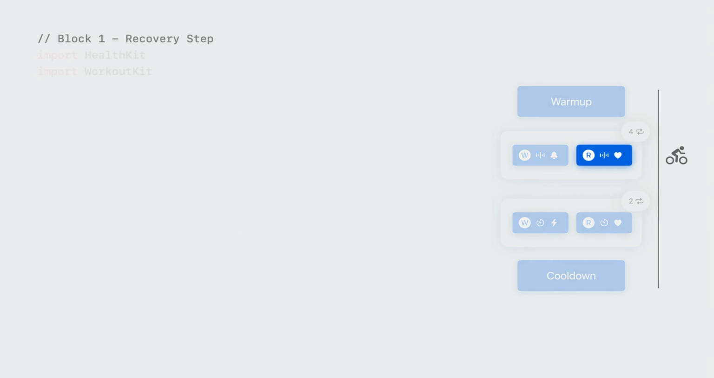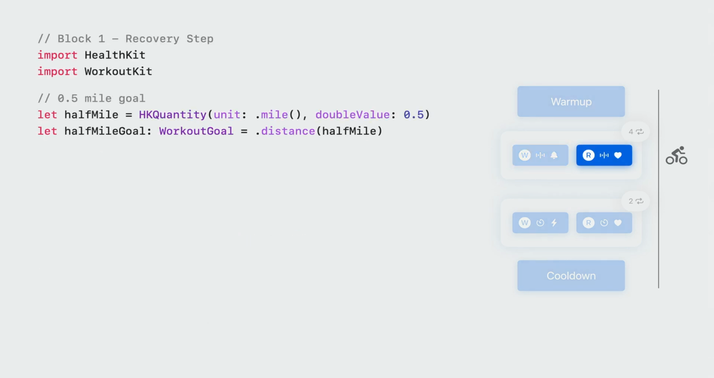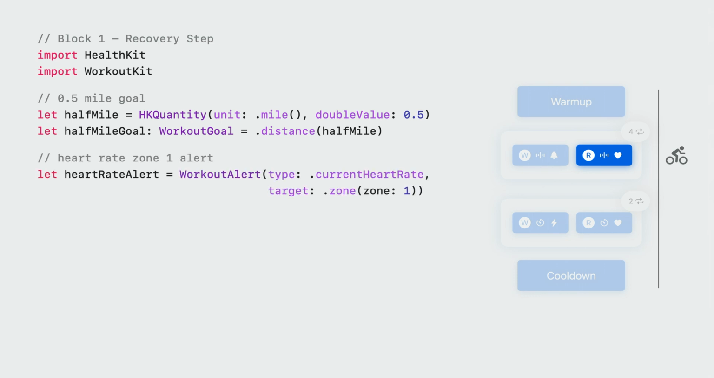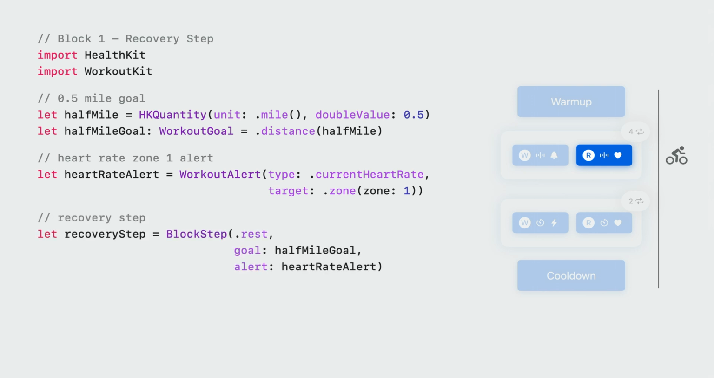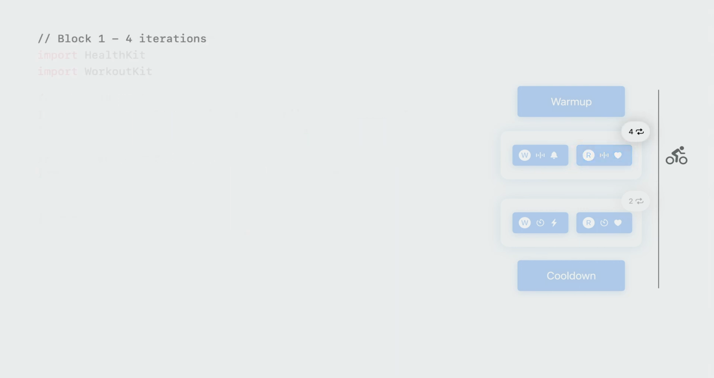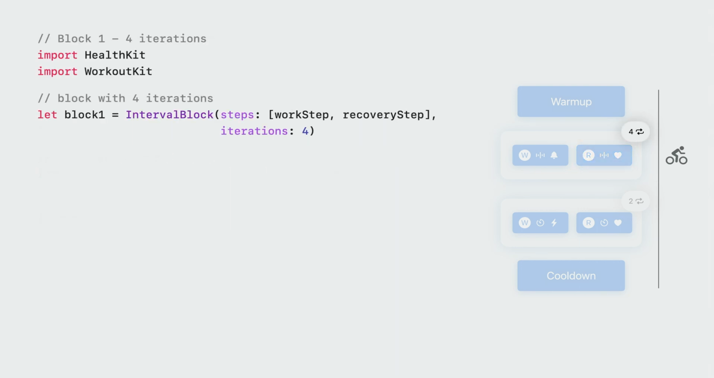The second step of this block is a recovery step. We'll create a half-mile goal for recovery with a heart rate zone 1 alert. Then we can create our recovery block step of type rest. Now, we can create our block with the work and recovery steps we just defined. To do this, we use interval block with an array of steps and iterations set to 4. And with that, our first block is complete.